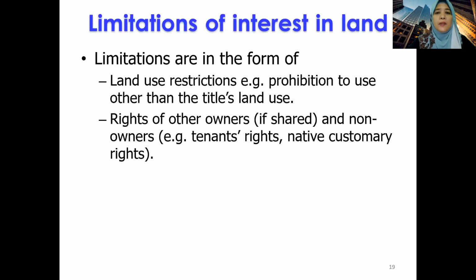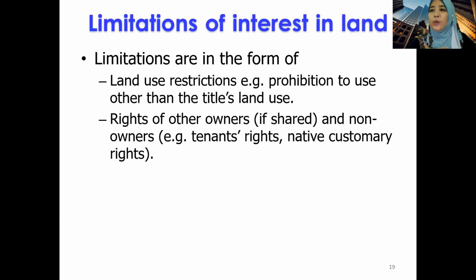Now, rights of other owners, if shared, and non-owners. Rights of other owners, meaning limitations, if you are a co-owner, co-proprietor, meaning the land has more than one owner, so you are sharing with another person. Your share is half, and another person owns half share in the land. So in the title, you will see two names, your name and the other person. Half share, half share. That's fine, that can be done.